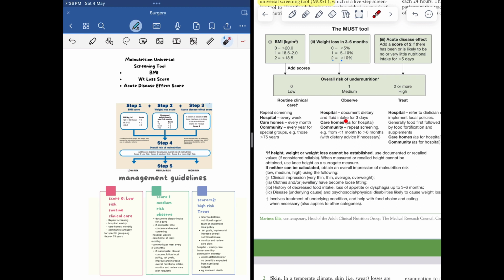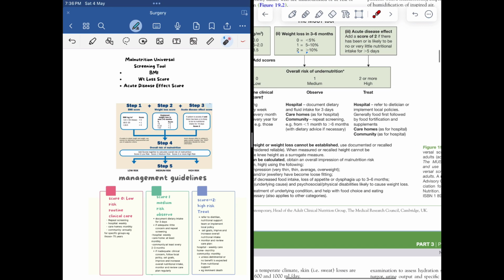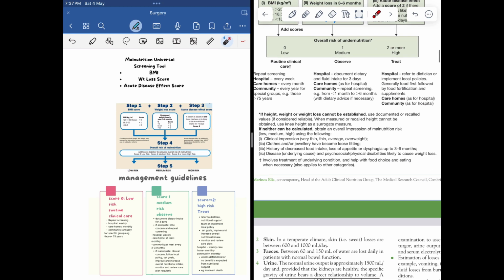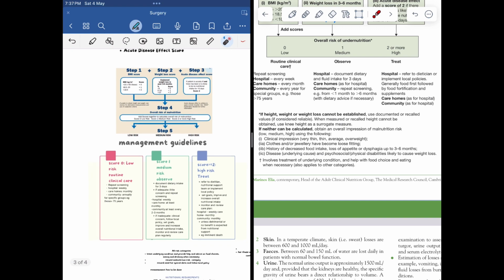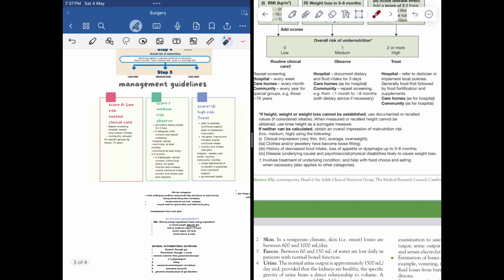Medium means observe, so in hospital document dietary and fluid intake for 3 days. Care homes just as for the hospital, and community means repeat the screening. And 2 or more means high, so treat the patient. Hospital, refer to the dietitian and implement the local policies. Generally food first followed by food fortification and supplements are given. Care homes means as for the hospital itself, and community also as for the hospital. So that is our malnutrition universal screening tool.